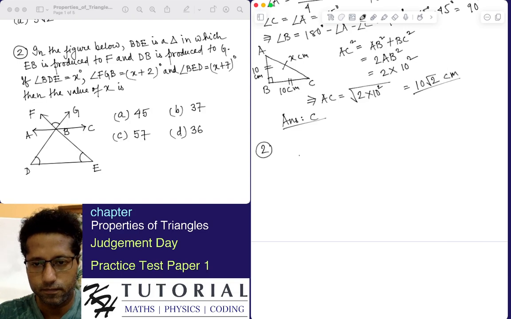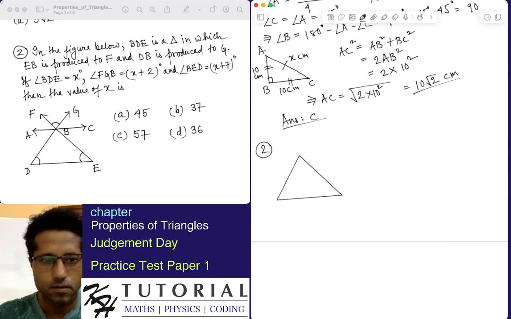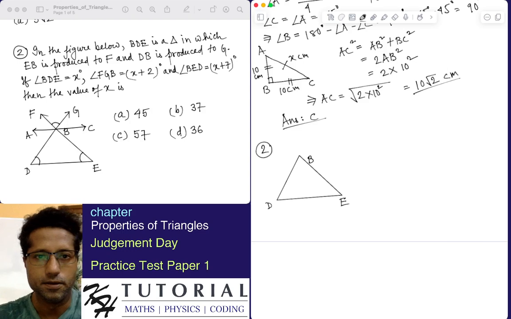So we have the triangle BDE. This is B, this is D, this is the triangle BDE, and it is said that EB is produced to F. So the side BE I will extend to F, and the side BD is extended to G.